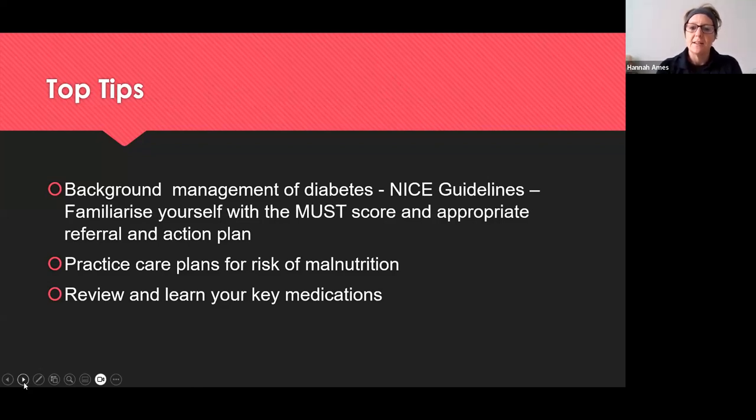So my top tips for this station is do some background reading on the management of diabetes. You can use the NICE guidelines. Familiarise yourself with the MUST score and appropriate referral and action plan. And that copy of the MUST form, which I showed you, is in the NMC supporting documents PDF.